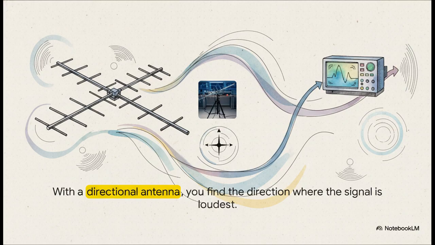You hook it up to your spectrum analyzer, you tune to the frequency of the interference, and then you just slowly rotate it 360 degrees. The direction where that signal strength peaks on your screen, that's the bearing to your source. You're literally listening with your eyes for where the signal is screaming the loudest.